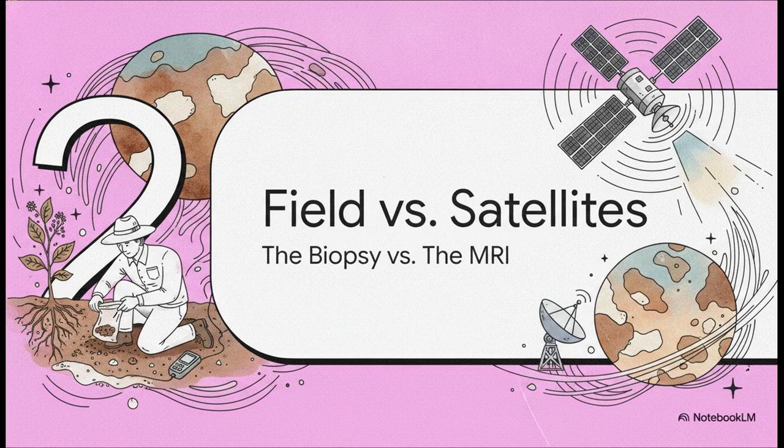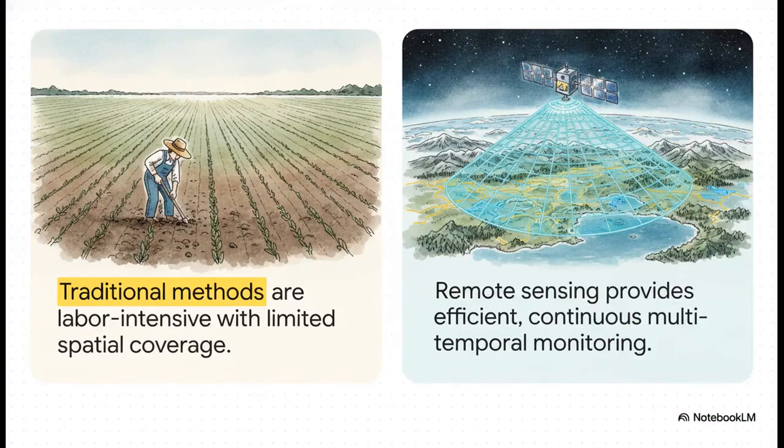Moving right along to Section 2, field tests versus satellites. Or, as I like to call it, the biopsy versus the MRI. Now, as an undergrad, you're definitely going to learn how to take a proper soil sample. And don't get me wrong, that is absolutely vital. But I want you to contrast the really grueling, expensive process of walking a huge field with a soil probe, which is basically a highly accurate but super localized biopsy, with the instant county-wide scan we get from remote sensing.